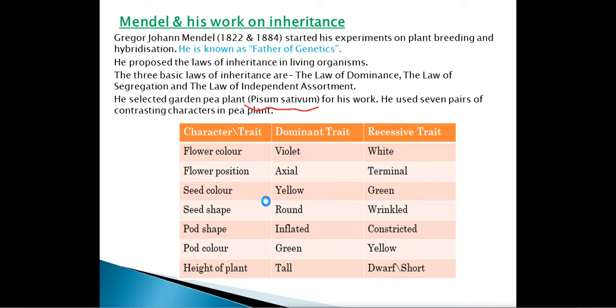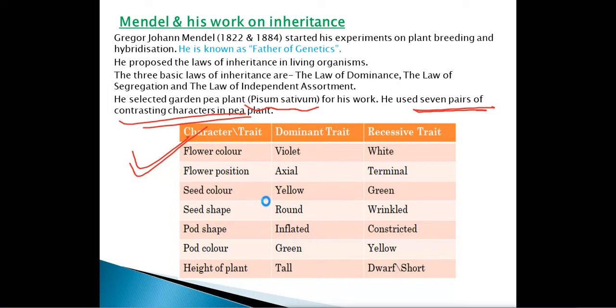Now, why did he use this pea plant for his work? Because there are some characters present in this pea plant which helped him carry out his experiment. The first character is that this pea plant has 7 pairs of contrasting characters. How many pairs? 7 pairs of contrasting characters are present in the pea plant, for example flower color, flower position, seed color, seed shape, pod color, and height of the plant. You can see in this table that all the 7 pairs of contrasting characters are present. So this was the first point for why he selected the pea plant.